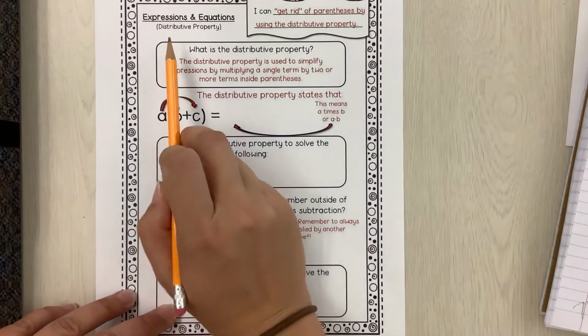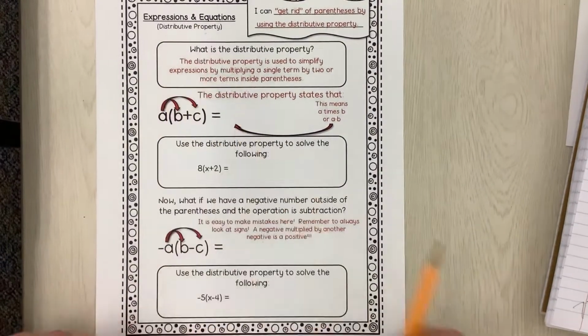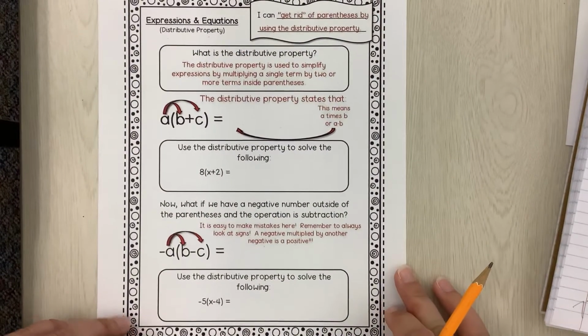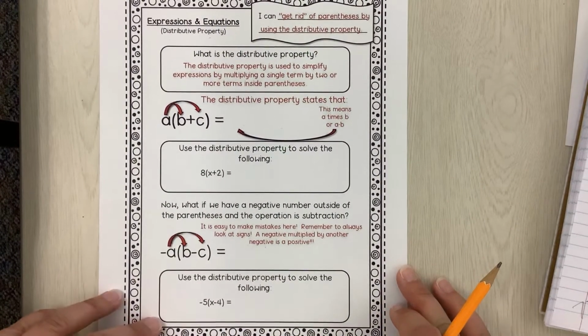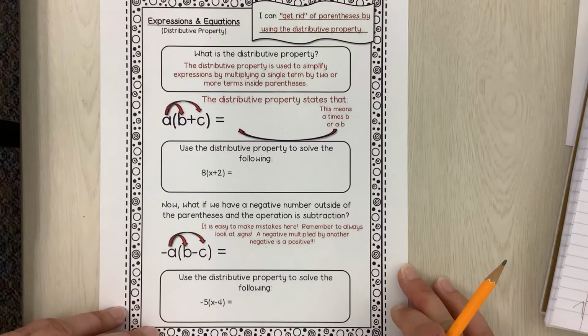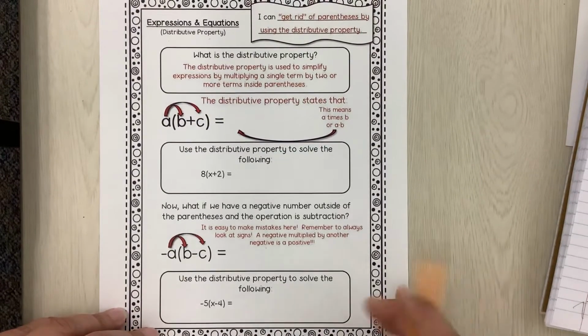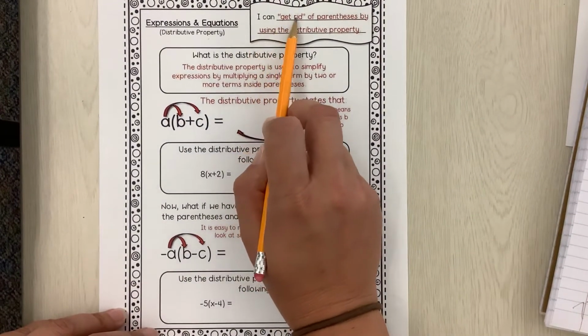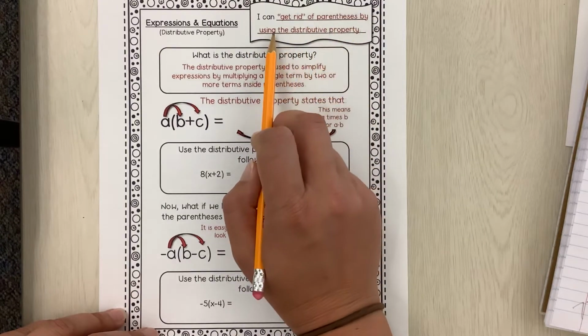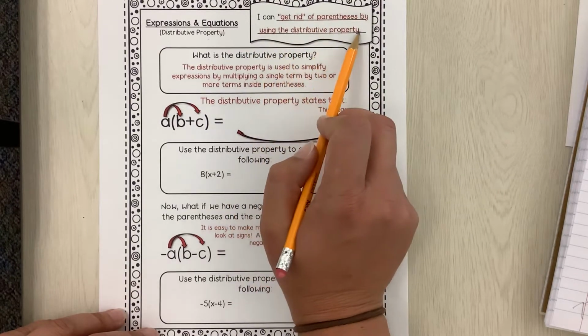Today we're going to do a quick refresher of the distributive property. This is something that you've probably heard before, but we're just going to make sure that everyone's remembered it and we're good to go, because we're going to need it for some future lessons, okay? So I can get rid of parentheses by using the distributive property.